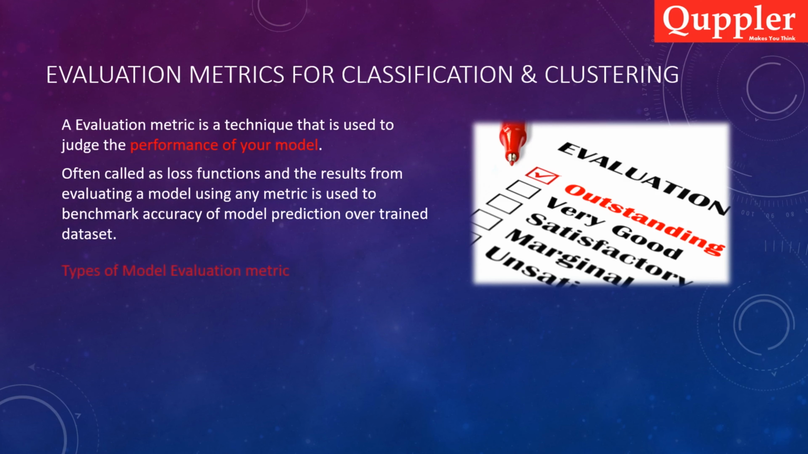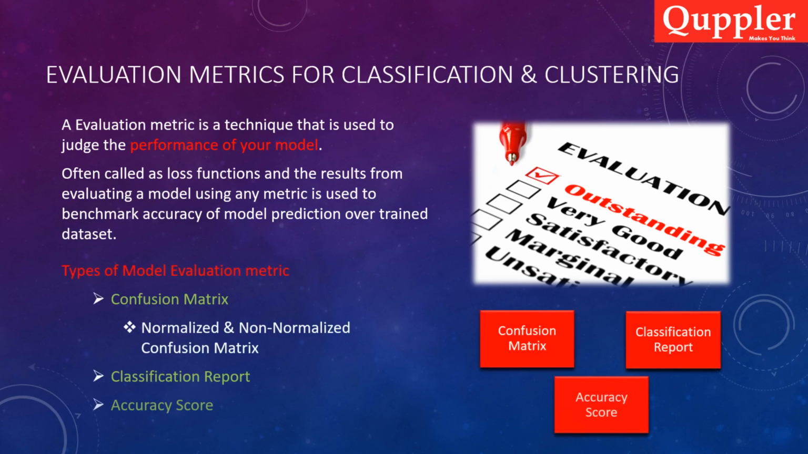So there are different types of model evaluation metrics. First is the confusion matrix, which can again be classified into normalized and non-normalized confusion matrix. Then there is the classification report, and third is the accuracy score. We're going to take up the confusion matrix and discuss it in detail.